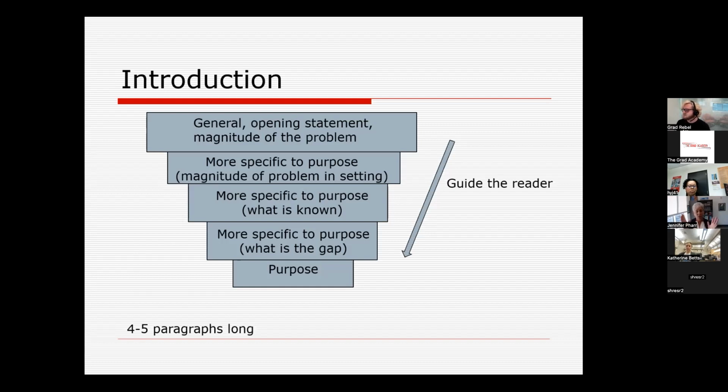So once I've told them what we know and where the gap is, then this is the gap that my paper is going to fill, that my study is going to fill, which is the purpose of your paper. If you're thinking about a scholarly article, usually the introduction is about 4 to 5 paragraphs long. If we're thinking about a thesis or a dissertation, it may be 4 or 5 sections long. Okay, and sections being many, many paragraphs and many pages.